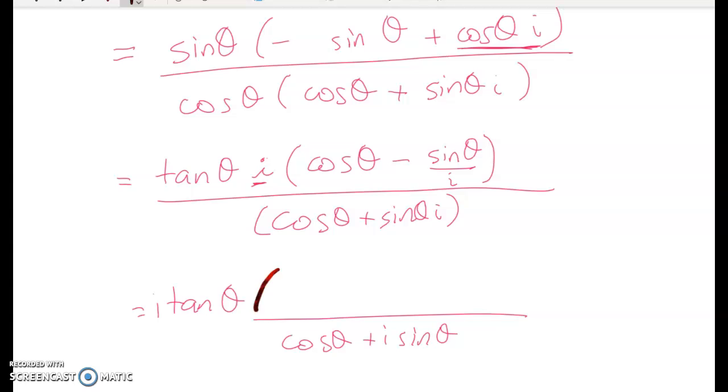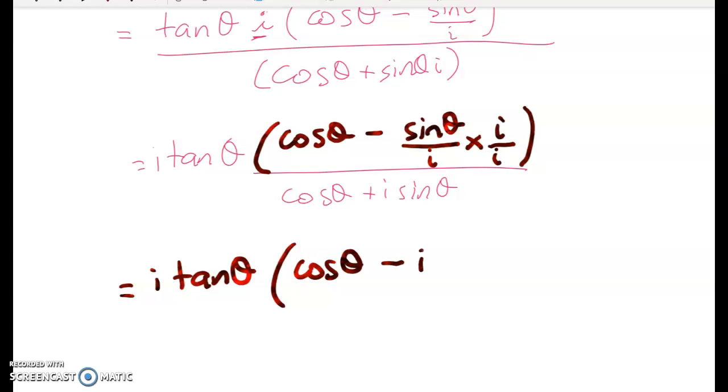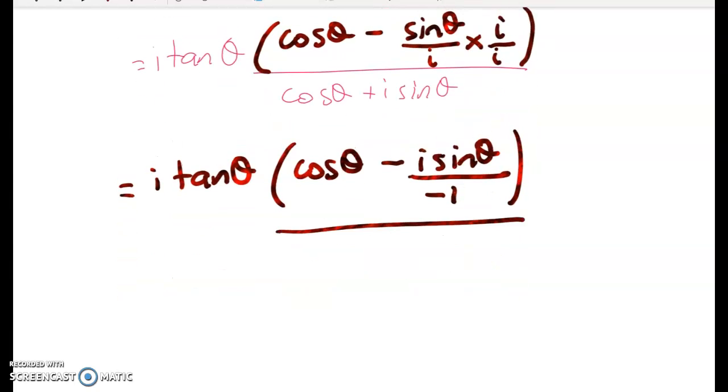And up here, we're going to go really slowly. We've got cos of theta minus sine theta over i. And I'm going to times that by i over i. Times that by 1. That leaves me with i tan theta times cos theta minus i sine theta in the top line divided by i squared, which is minus 1, over cos theta plus i sine theta.